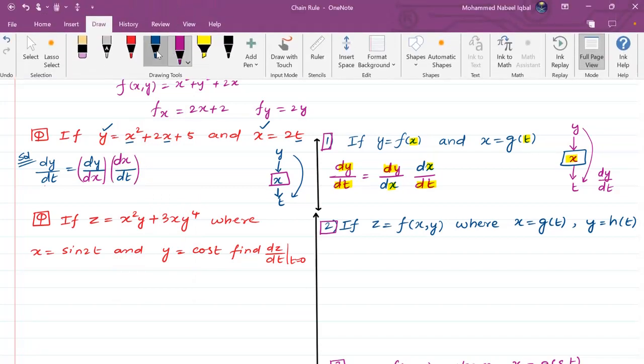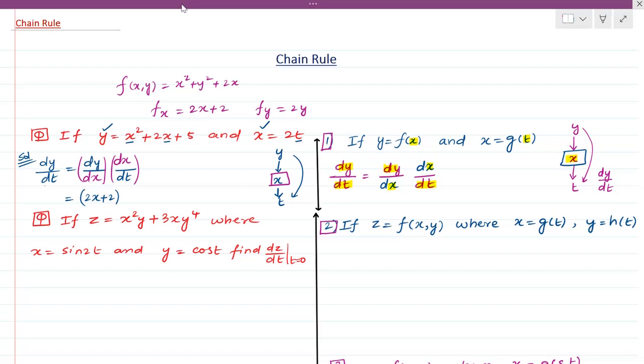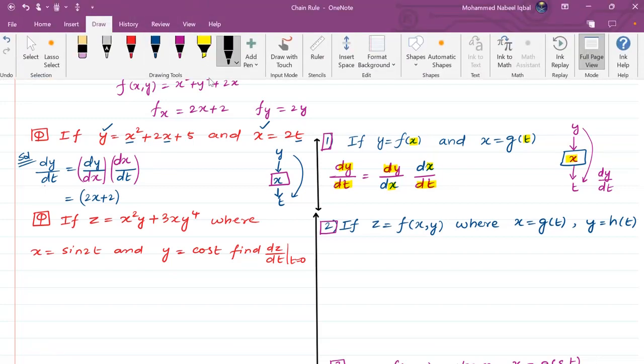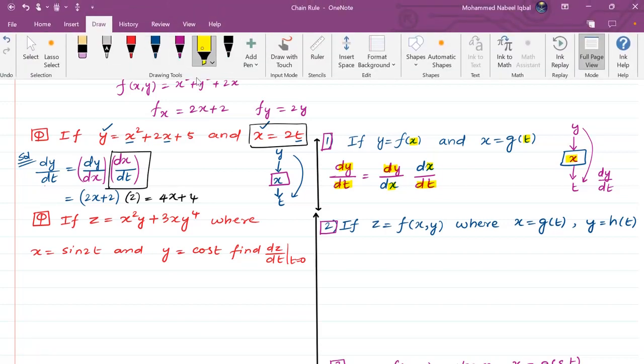Differentiate this with respect to x. What is the differentiation? It is 2x plus 2. The 5 becomes 0. And what about t? dx with respect to dt: I take this and differentiate with respect to t, and you will get 2. After getting this value, if you multiply, you will get 4x plus 4. Here you have to substitute the value of x.